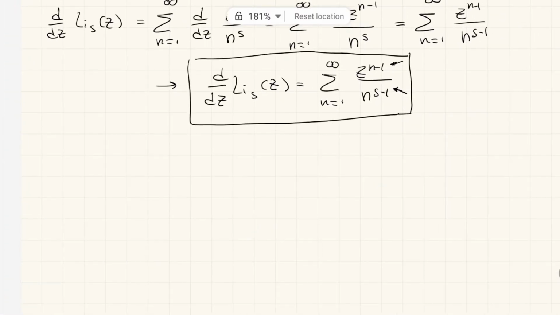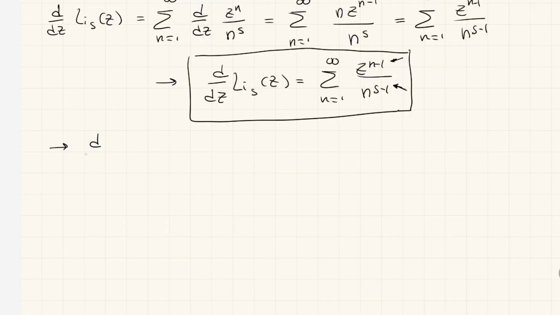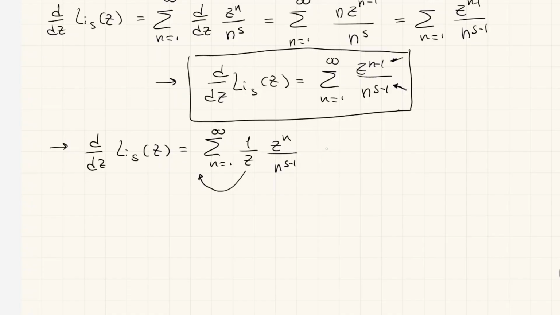Okay, we can see this expression in another way. We can rewrite this formula as the sum from n equals 1 to infinity of 1 over z times z to the n over n to the s minus 1. We can take this z out of the sum because it doesn't have anything to do with n. And this is going to be 1 over z times the sum from n equals 1 to infinity of z to the n over n to the s minus 1. And it's easy to notice that what we have here is actually Li s minus 1 of z.